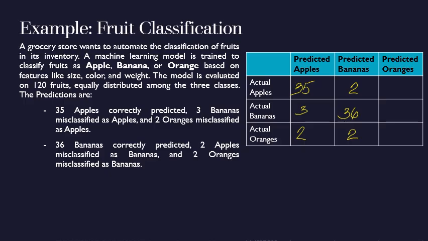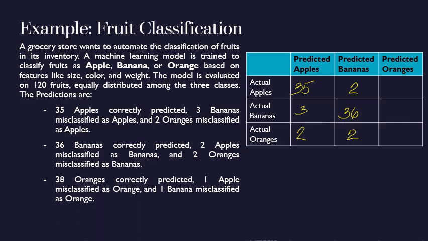And then for the third prediction, the model predicted 38 oranges, which are actually oranges. So we have here 38. And the next is one apple misclassified as orange. So they are actual apples, but they are misclassified as oranges. And one banana, actual banana, but misclassified to be orange. So we have now our complete confusion matrix, our 3 by 3 confusion matrix.